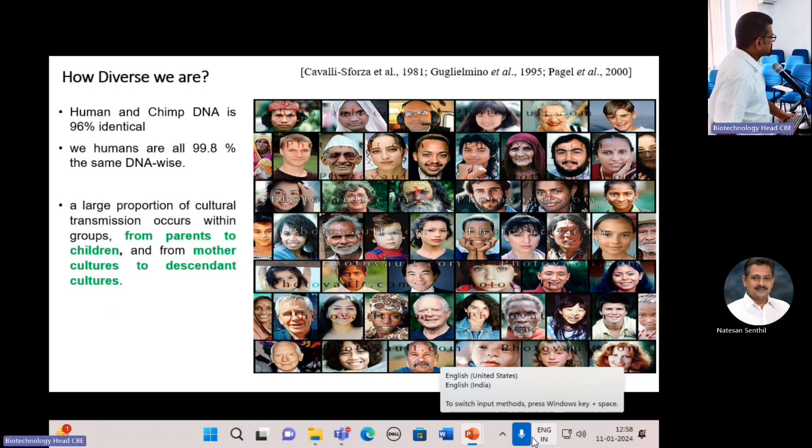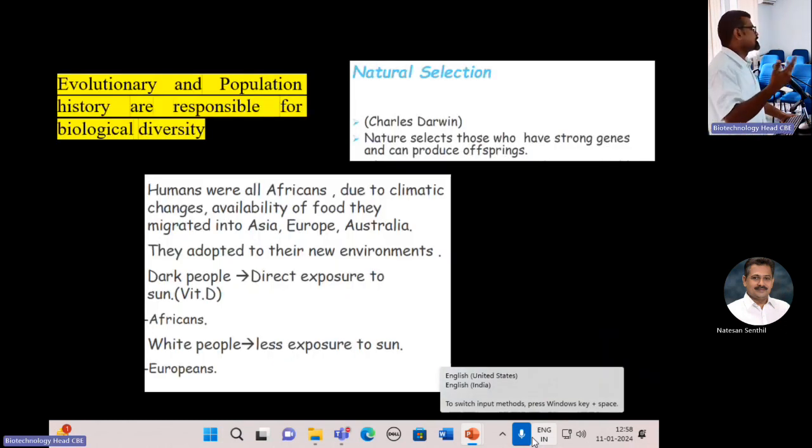we all know that the genotype interacts with the environment to produce a particular phenotype, and a large portion of the cultural transmission occurs from parents to children, from mother culture to the descendant cultures over the 2 lakh years, right? So natural selection plays a very important role here. We all, as biologists, believe in Charles Darwin, and so nature always selects the best of the best genes, right?